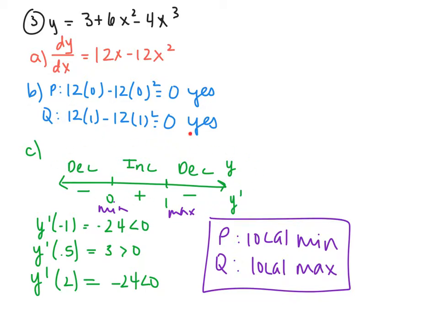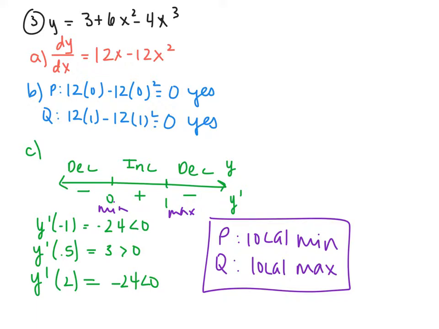So I put our x coordinates for the derivative onto our number line here. If you plug in a point that is less than 0, so I plugged in negative 1, you get a negative number, which means your function is decreasing at that point. If you plug in something between 0 and 1, so I plugged in 0.5, you end up with 3, which is positive, which means your function is increasing. And if you plug in something bigger than 1, you get a negative number again, which means the function is decreasing. So decreasing to increasing, that is a local minimum.